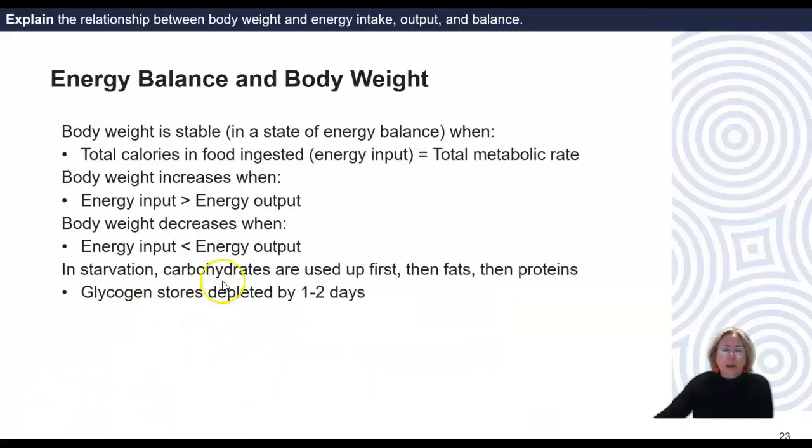Okay, what about energy balance and body weight? Your body weight is stable in a state of energy balance, when the total calories in food ingested, so the energy input, is equal to the total metabolic rate. The body weight increases when the energy input is greater than the energy output, and the energy output is the total metabolic rate expressed in kilocalories. Body weight decreases when the energy input is less than the energy output. Kind of makes sense, right?